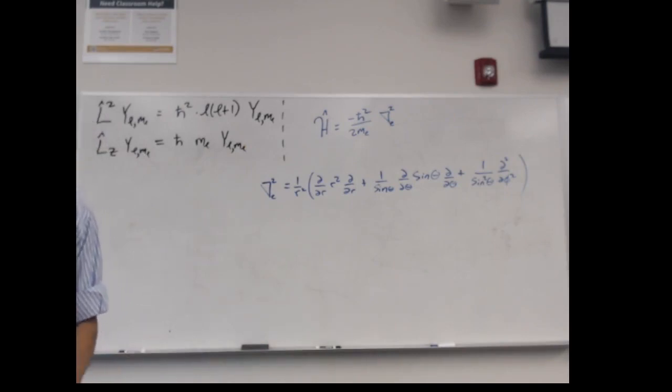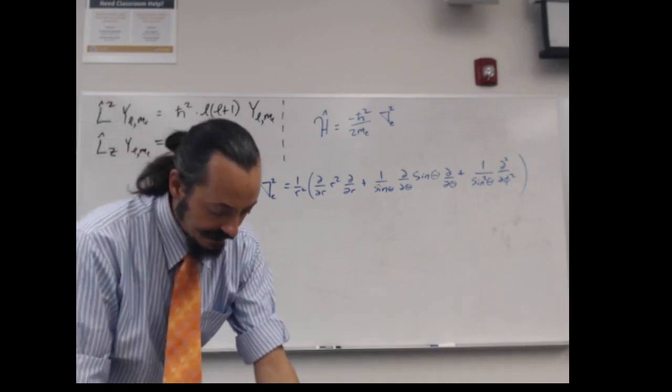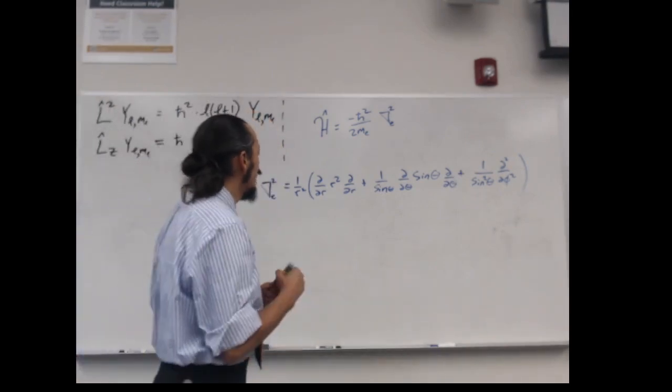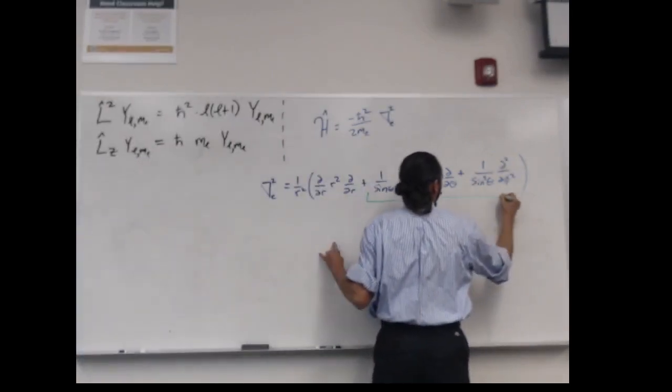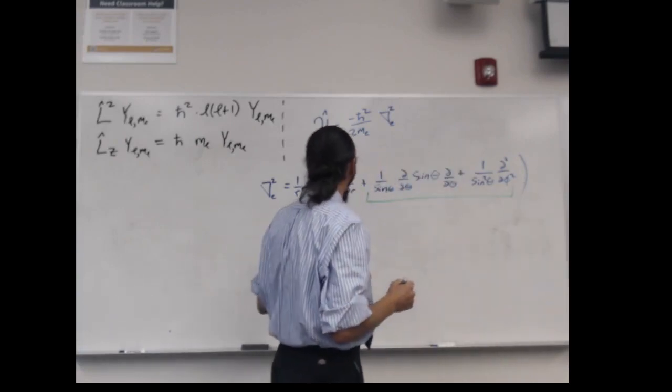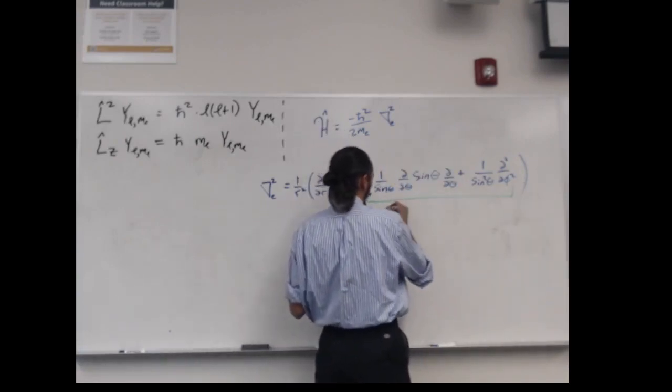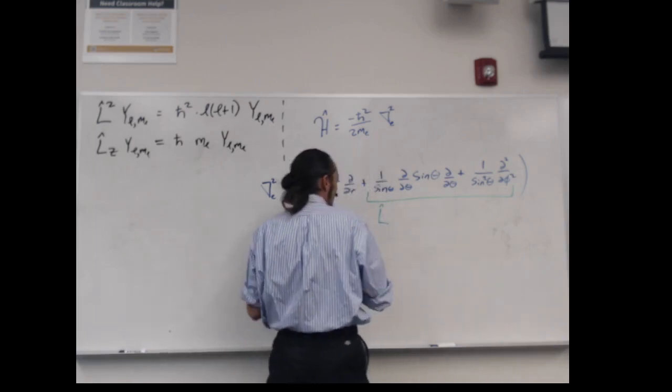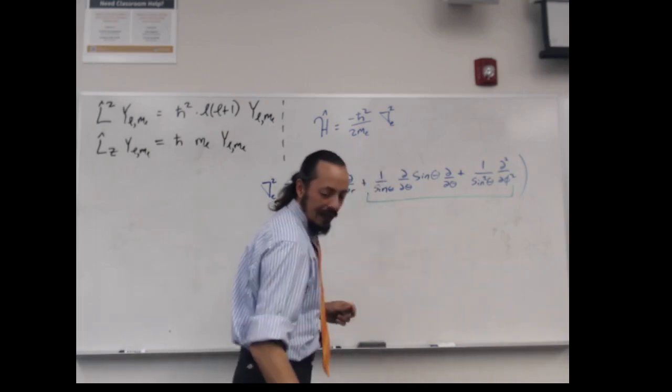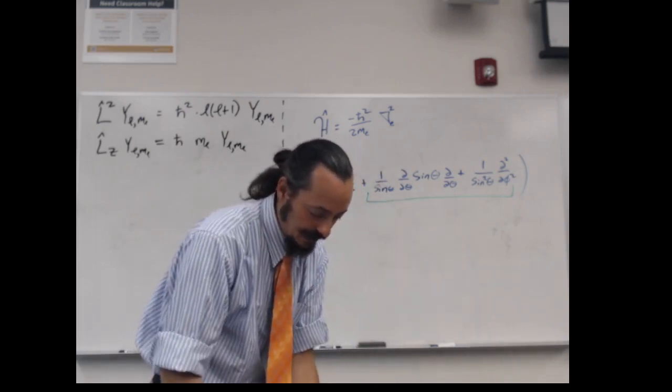Now this looks scary. I kind of got sidetracked from telling you the end of the story here. This looks scary, but we can notice that whole chunk is not L squared. L squared and del squared are slightly different.